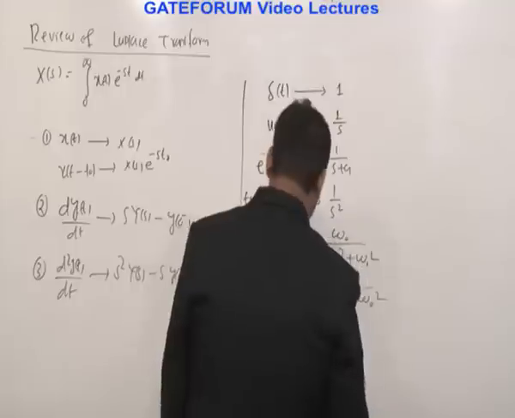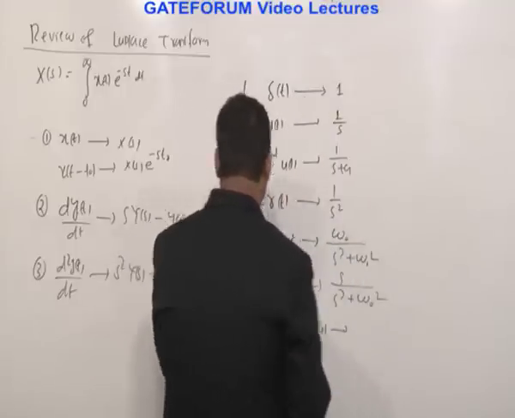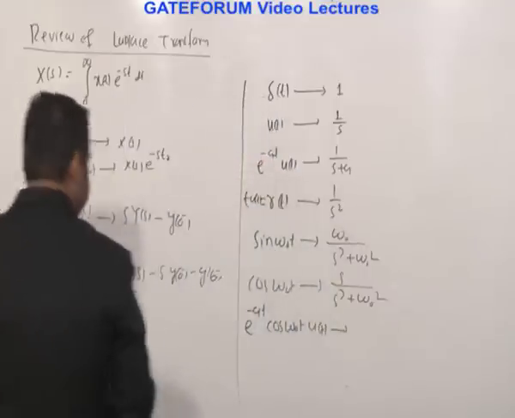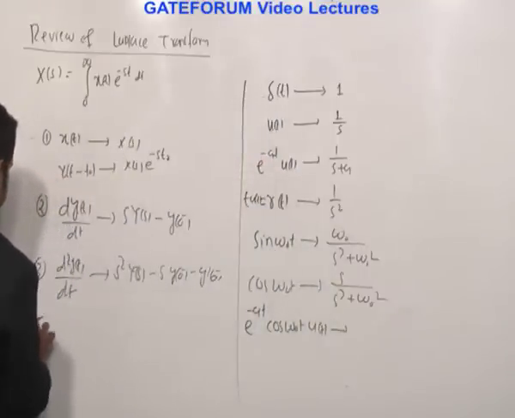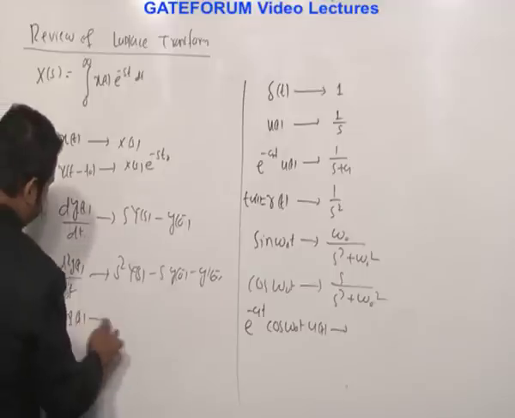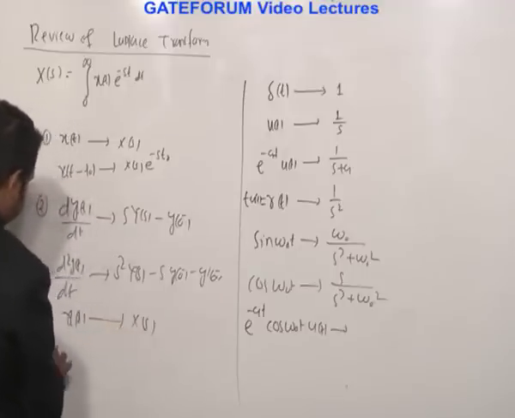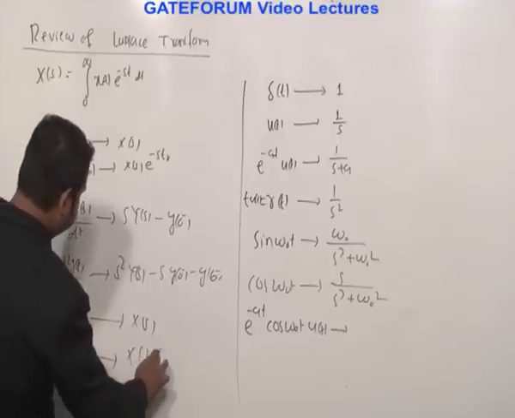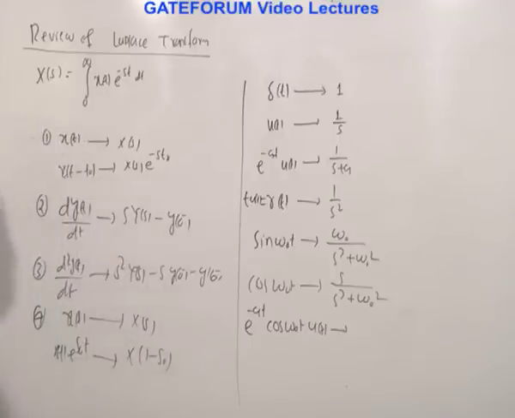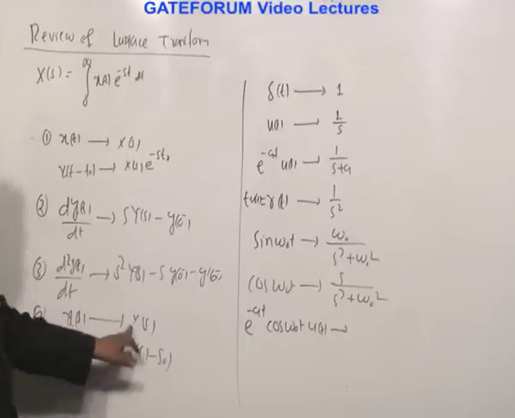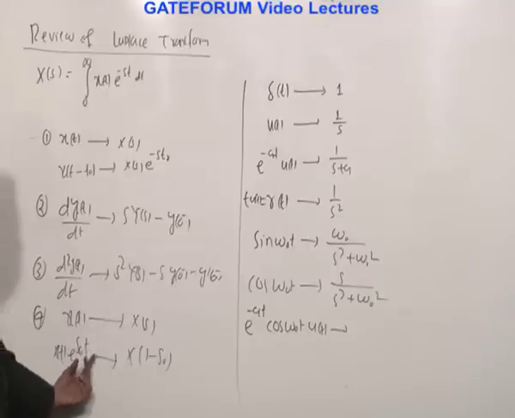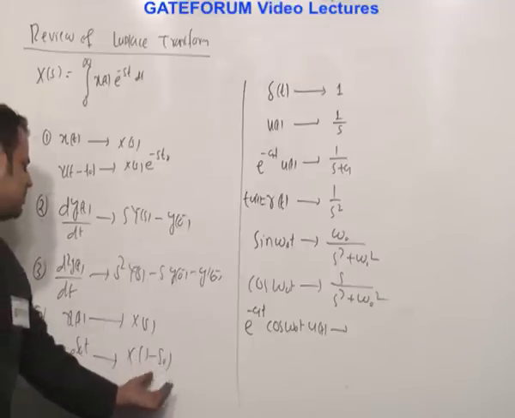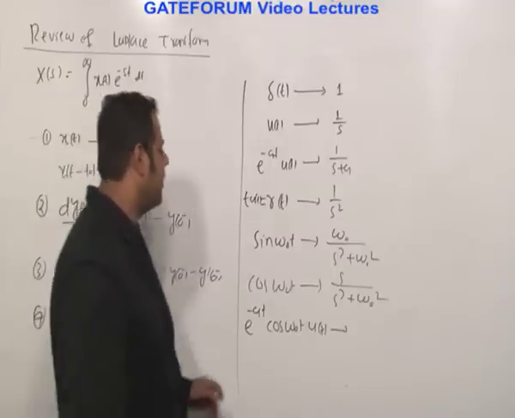There is one more property, which is the exponential multiplication property. What that property says is: if x of t has Laplace transform x of s, then x of t into e power s naught t will have Laplace x of s minus s naught. The meaning is that if you multiply a factor e power s naught t in the time domain, then in the s domain wherever s is there, it has to be replaced by s minus s naught.